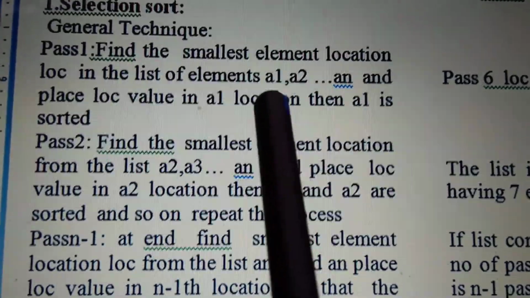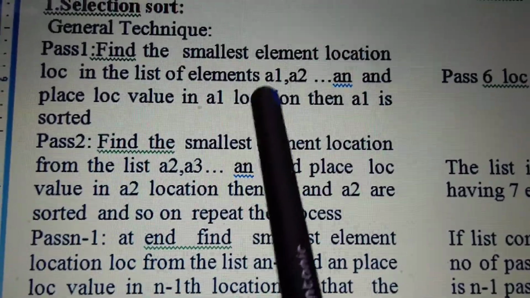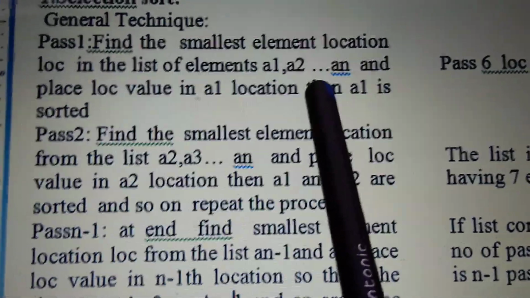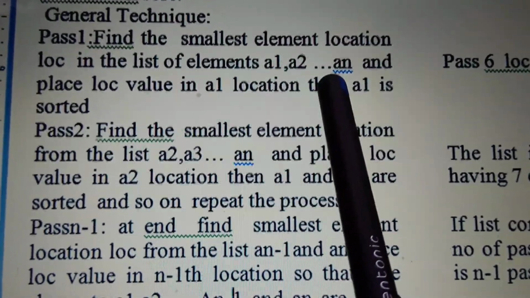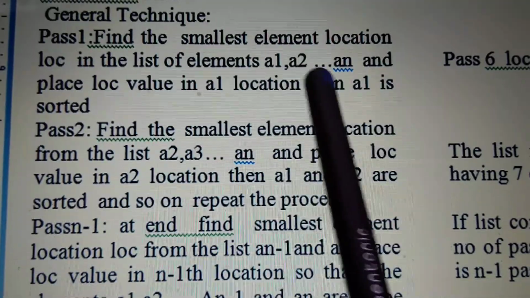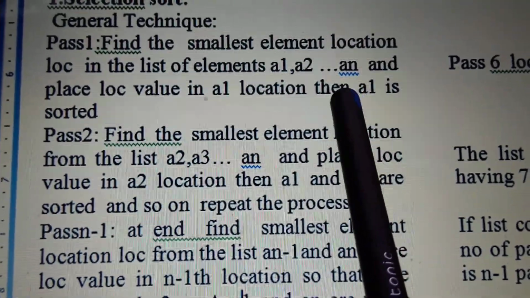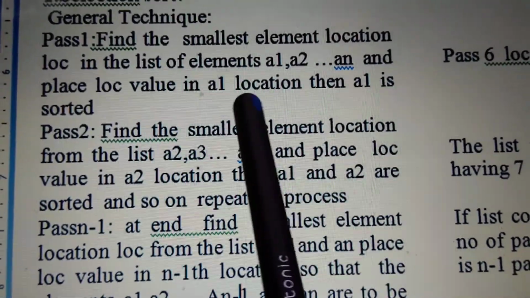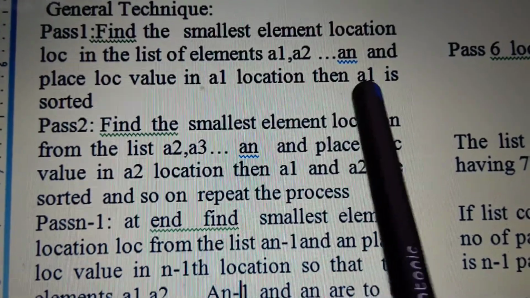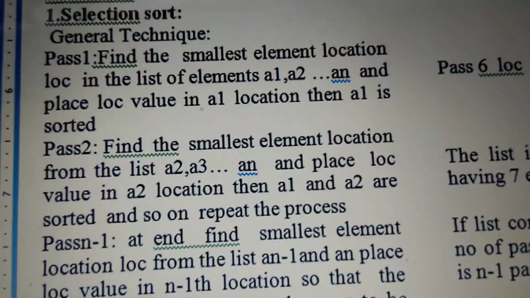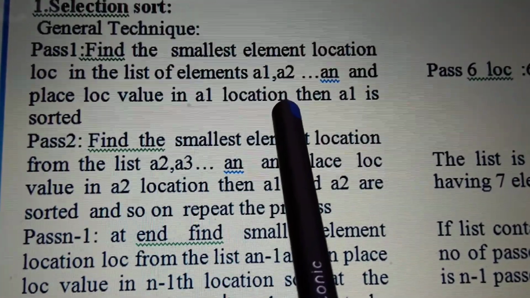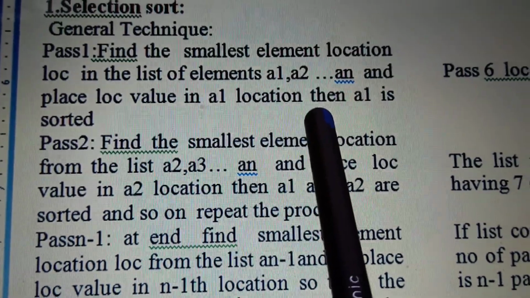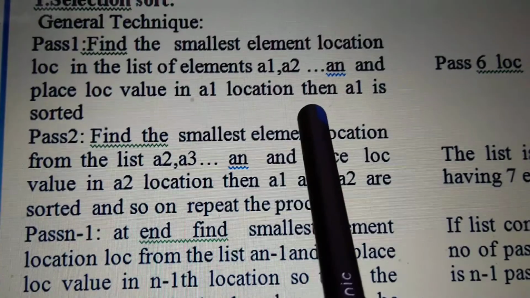In the first pass, suppose a list contains n elements a1, a2 and so on up to an. Now in selection sort, we select the smallest element among the list of elements a1 to an. Once you identify the smallest element in the list, that smallest element has to be placed in the first location, that is the a1 location, so that a1 is sorted. So if a list contains n elements, by completion of n minus 1 passes, your list is going to be sorted.